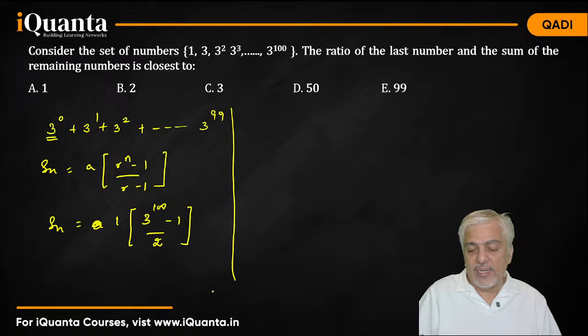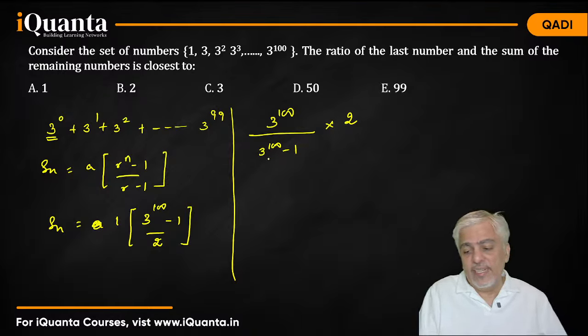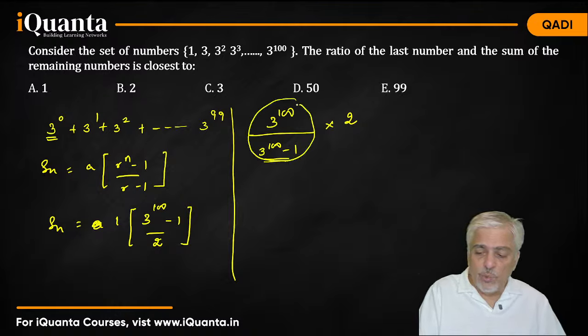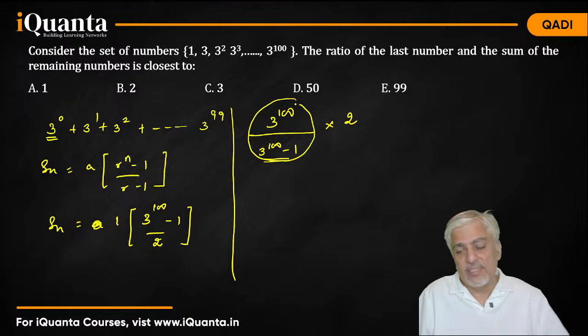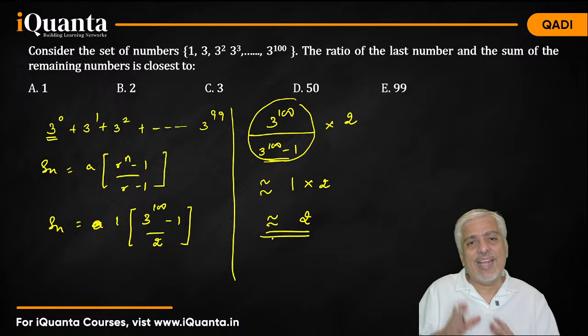Now, what will be our answer? 3 raised to 100 divided by 3 raised to 100 minus 1 divided by 2. That will be multiplied by 2. Now, when you're doing a very huge number like 3 raised to 100, 3 raised to 100 minus 1 is not even a minuscule thing. So this divided by this will be very, very close to 1. Approximately 1 into 2, answer is 2. Okay, this is one approach to do the question, the actual approach.